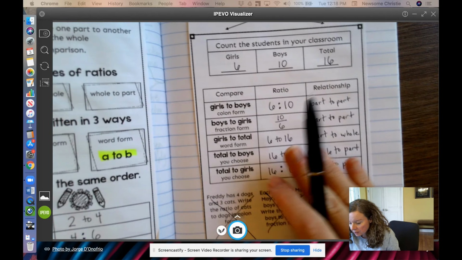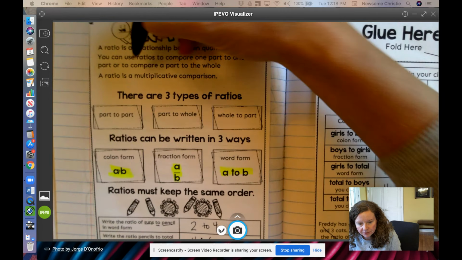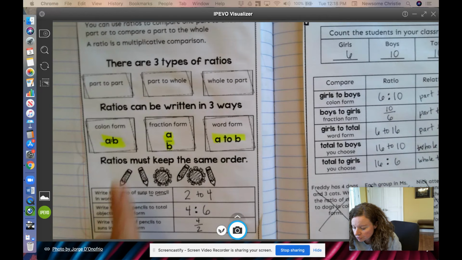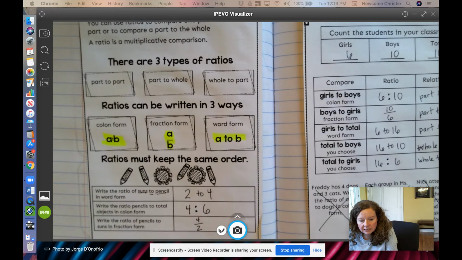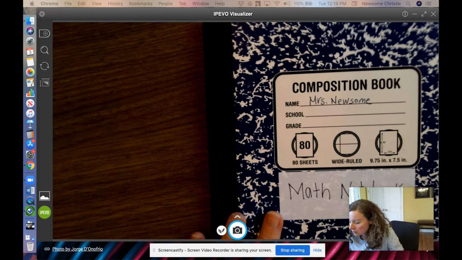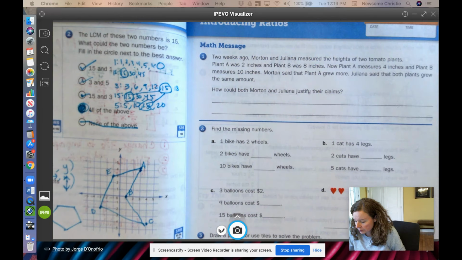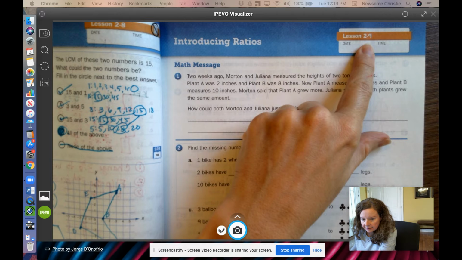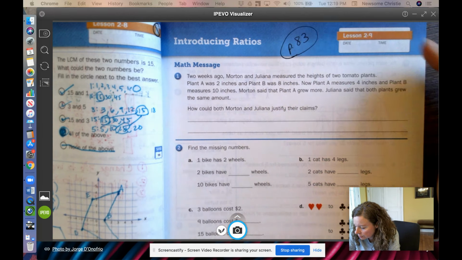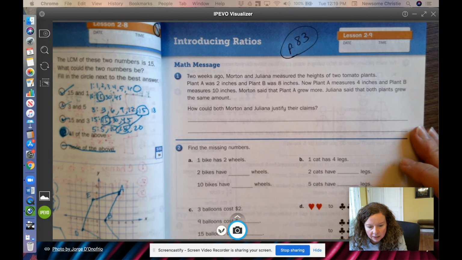So all we did in our journal was kind of learn what a ratio is, which is just a relationship between two numbers, a little comparison. There are three ways to write it. Okay? So now if we go into our journal, so I'm going to leave that there, and we are going into lesson 2-9 today, and I am on page 83. All right, and I'm going to skip around a little bit and then give you a few things to try.